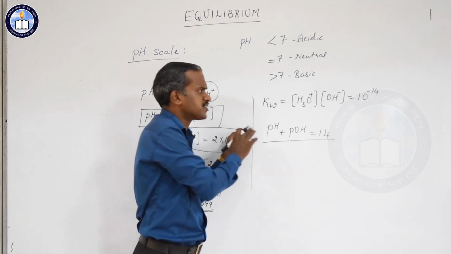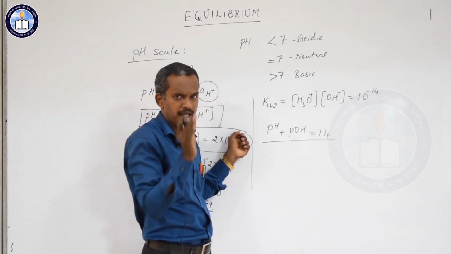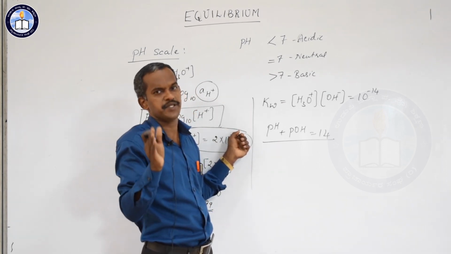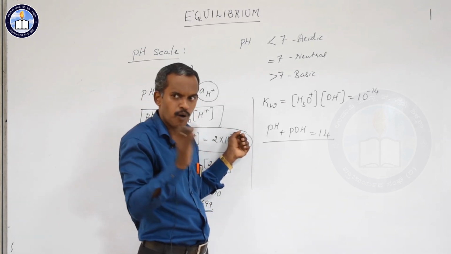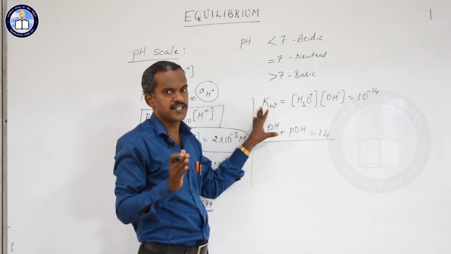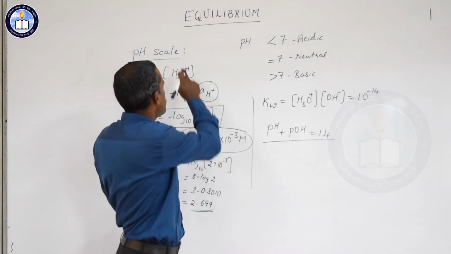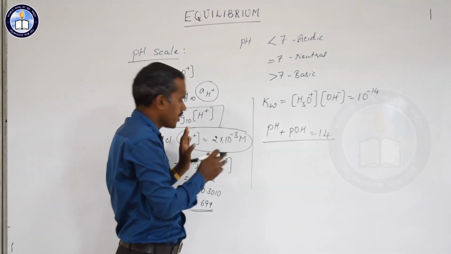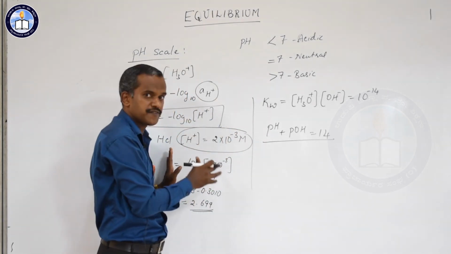Okay, so this is just for your information. I told you the pH of a given solution can be measured using pH papers or using a pH meter. So this is easy about a pH scale. What you understood here? You understood what is pH. You understood how to calculate the pH of a given solution.